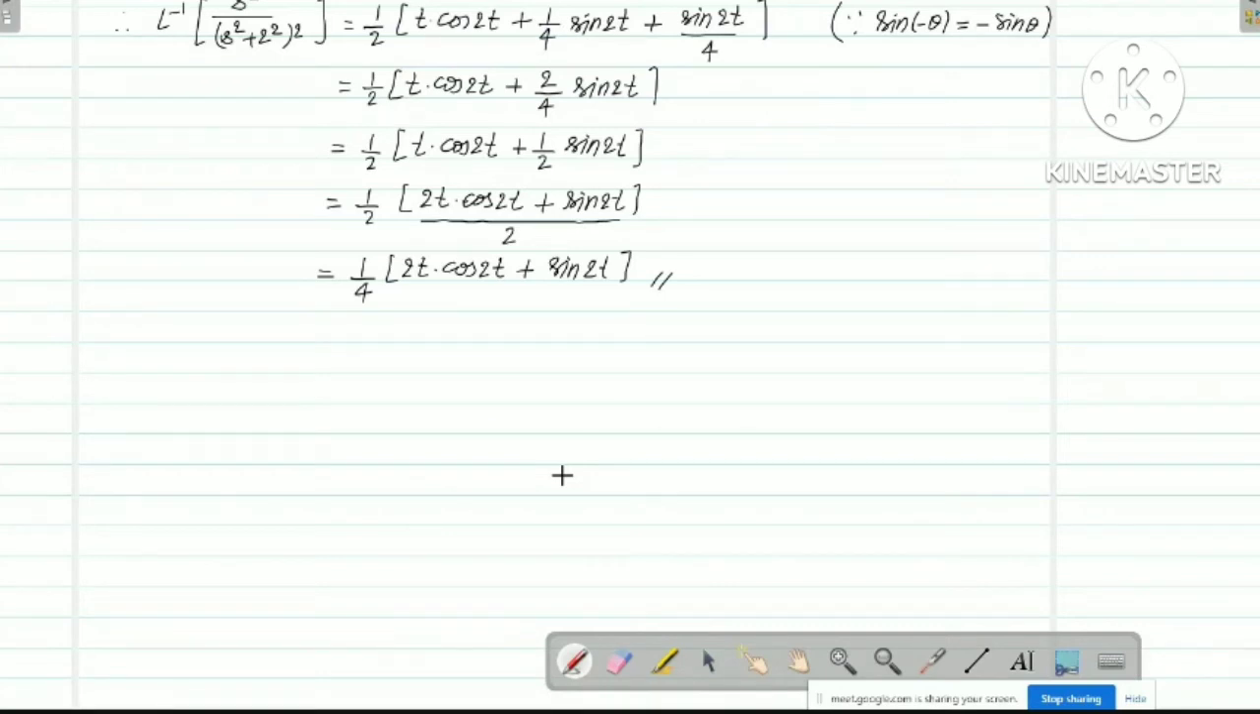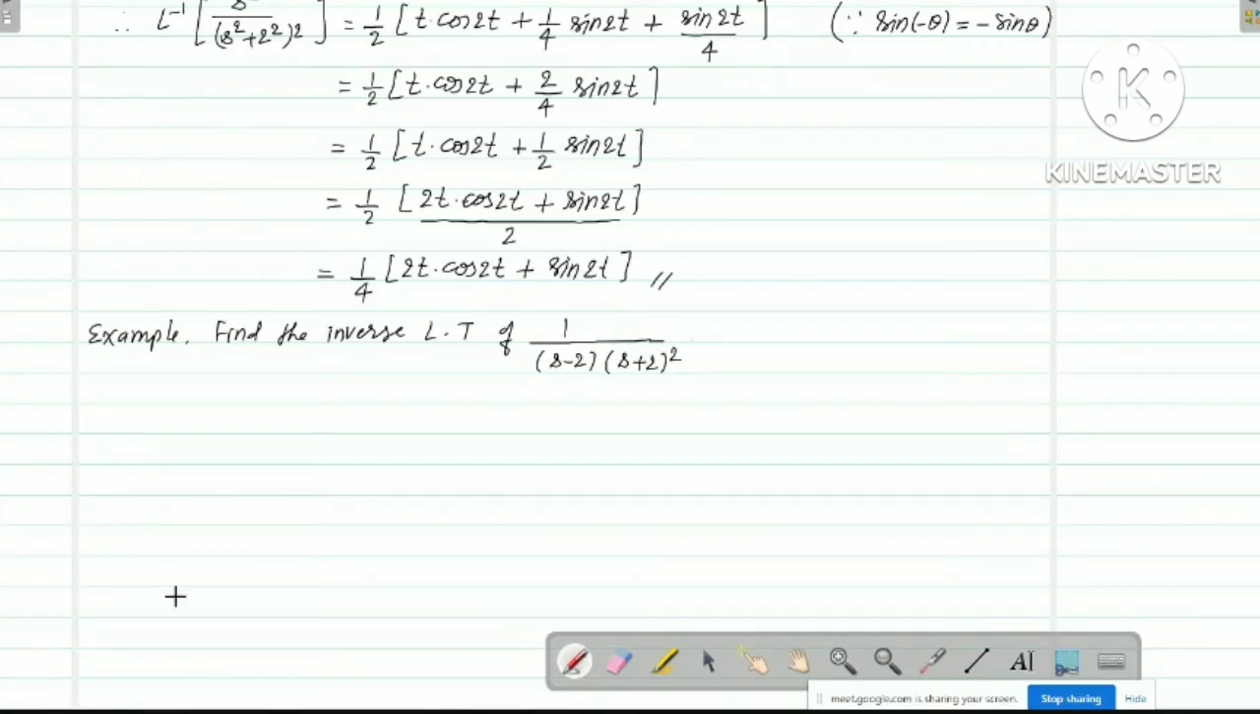Next type of example. Example: find the inverse Laplace transform of the function 1 upon (s minus 2)(s plus 2) the whole square. Let us see how to find the inverse Laplace transform of this function.